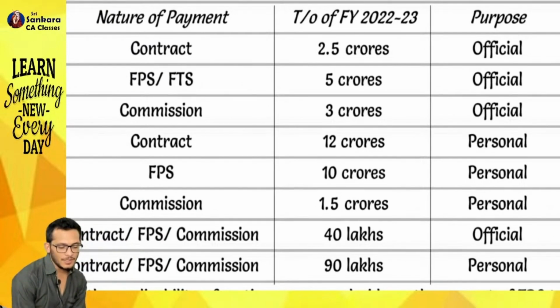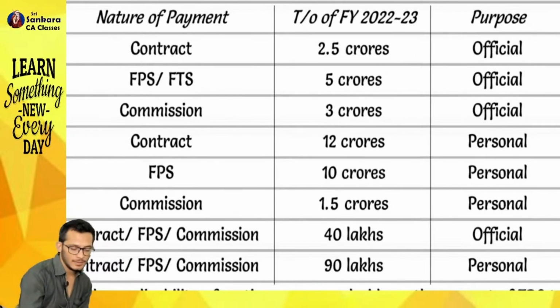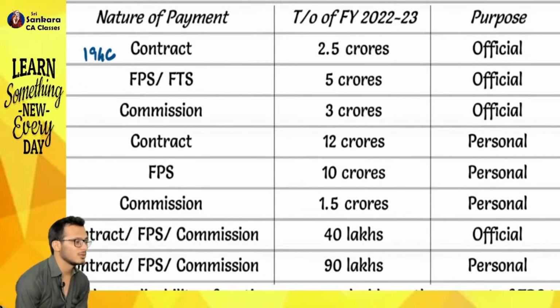First example is where you are making a contract payment. Yes, you have a contract payment going on. The turnover is 2.5 crores. Payment is for official purpose. TDS section is 194C, the threshold limit is 30,000 per payment or 1 lakh for the full year. TDS rate is 1% or 2%.